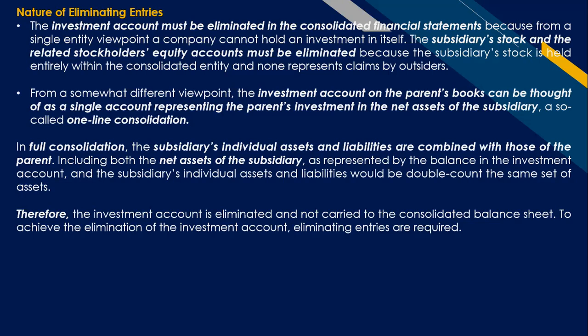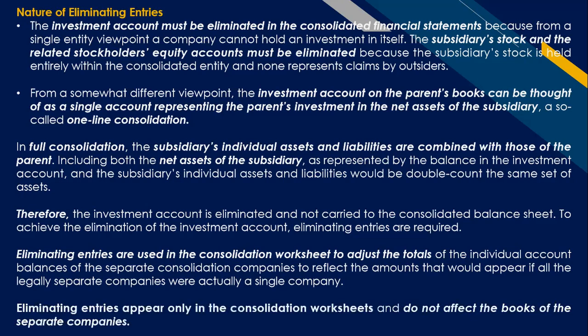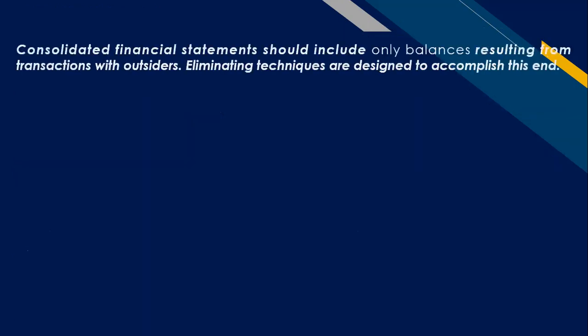To achieve the elimination of the investment account, eliminating entries are required. Eliminating entries are used in the consolidation worksheet to adjust the totals of the individual account balances of the separate consolidating companies to reflect the amounts that would appear if all the legally separate companies were actually a single company. Eliminating entries appear only in the consolidation worksheets and do not affect the books of the separate companies. Consolidated financial statements should include only balances resulting from transactions with outsiders. Eliminating techniques are designed to accomplish this end.